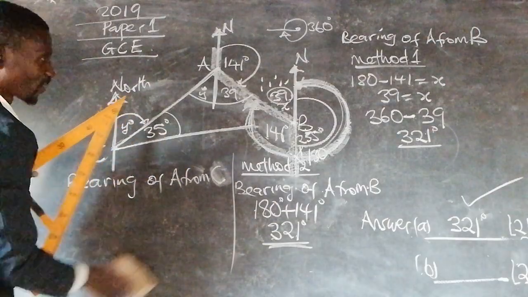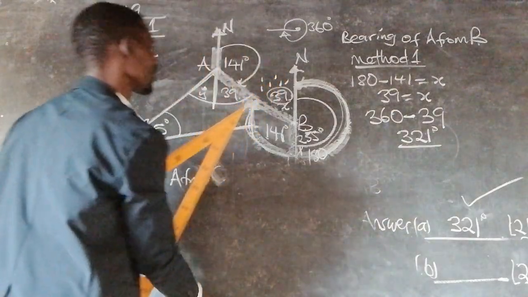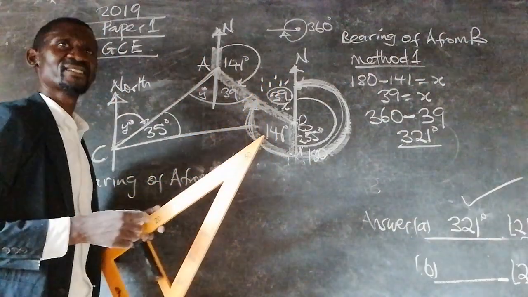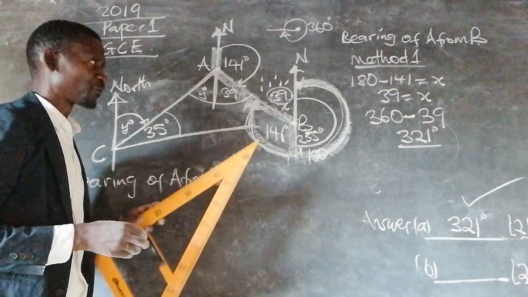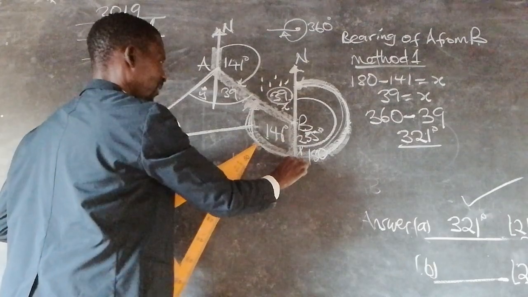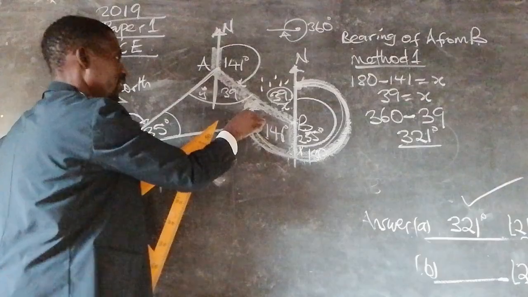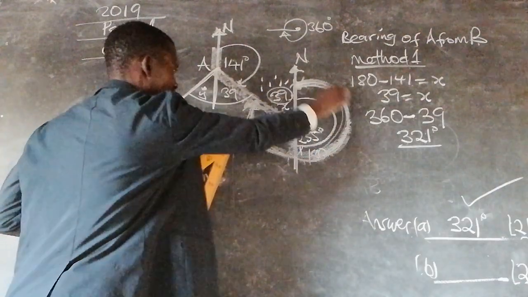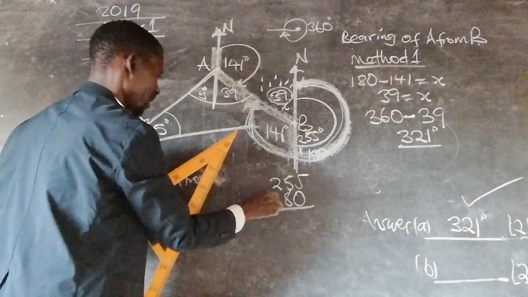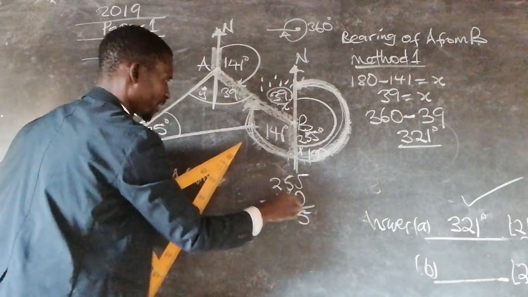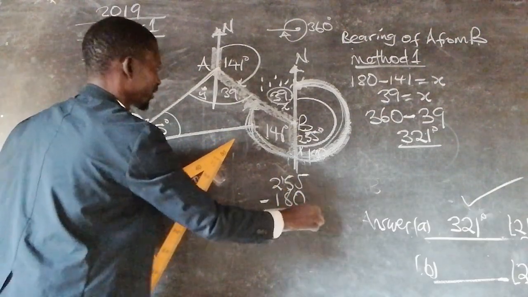So how are we going to do it? Help me. We're going to do 255 subtract 141. No. Look, this 255 is from there to there. Then we have 180 already. This straight line from there to there is 180. You will say 255 minus 180 instead. 15 minus 8 is 7, so what you have found is 75 degrees.